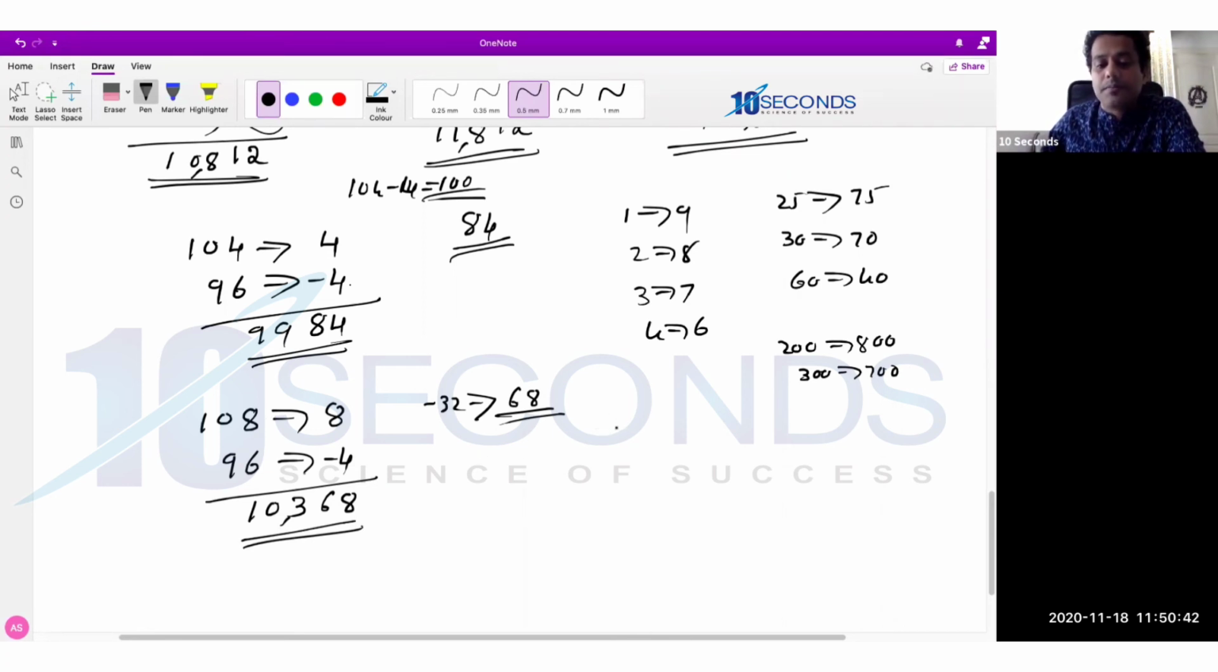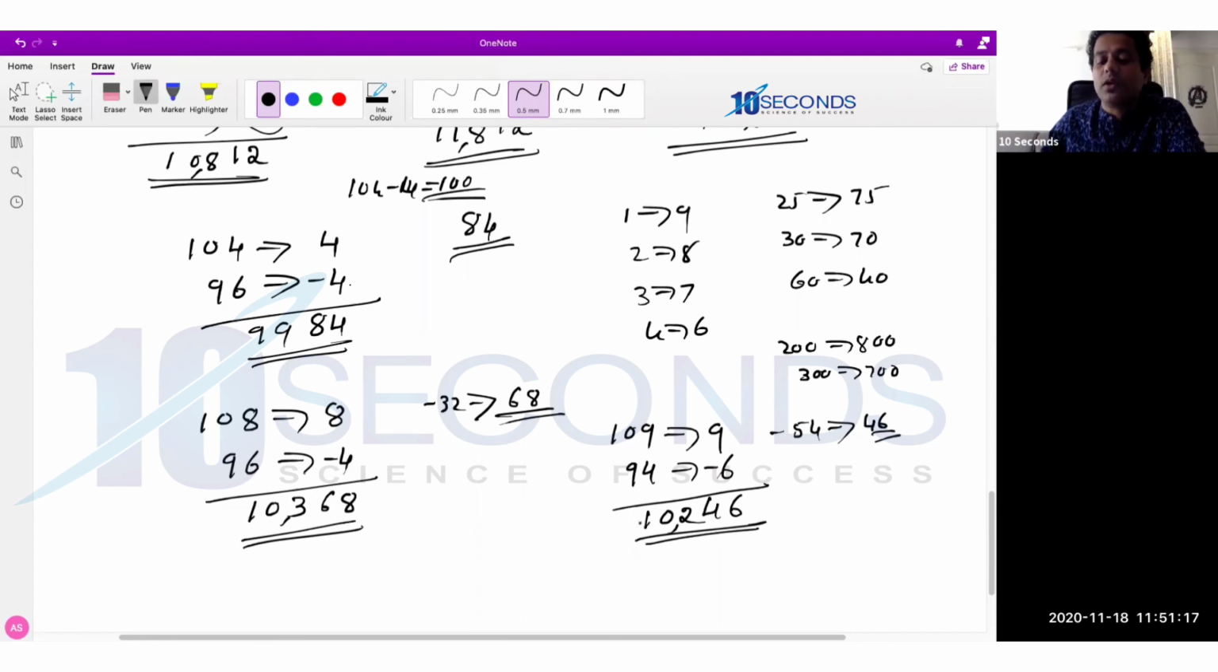Now let me take 109 into 94. 9 more than 100, 6 less than 100, isn't it? 9 into 6 is what? 54. Minus 54, remember. So 54 complement. 100 minus 54 is what? 46, isn't it? So 46 it is. 109 minus 6 is what? 103. 1 less than 103 is what? 102. So 10,246 it is.